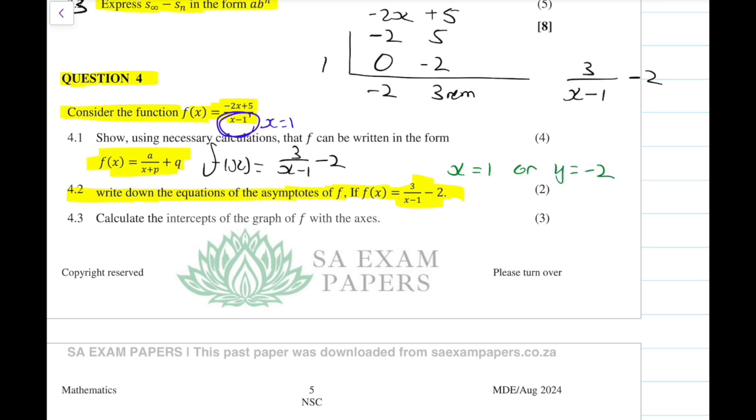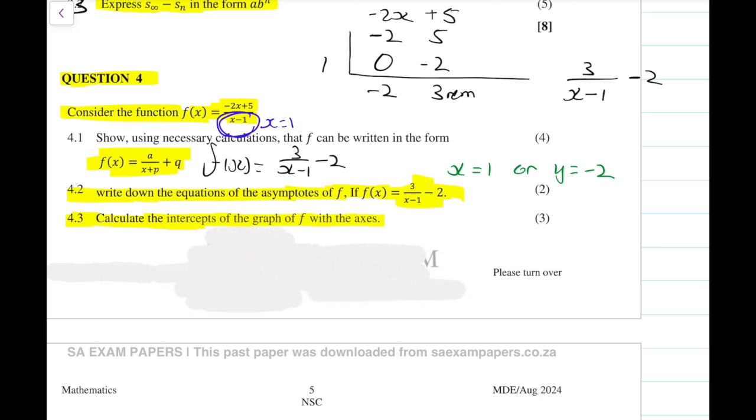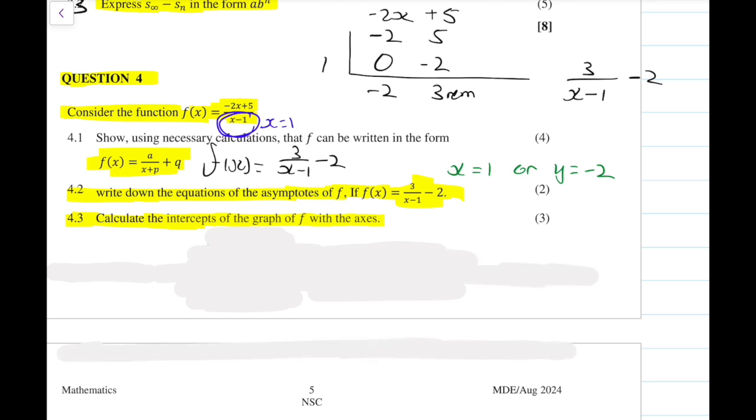4.3, calculate the intercepts of the graph of f with the axes. So they just want us to figure out what is our x and y intercepts here, guys. I think that's fairly easy for us to do, to be fair. I don't expect us to have any issues with that. So if we're going to find our x-intercept, we let y equal to 0. So it's 3 over x minus 1 minus the 2. Take the 2 over. Basically, x minus 1 is equal to 3 over 2, and x will end up being equal to 5 over 2. Right, so x-intercept is 5 over 2.